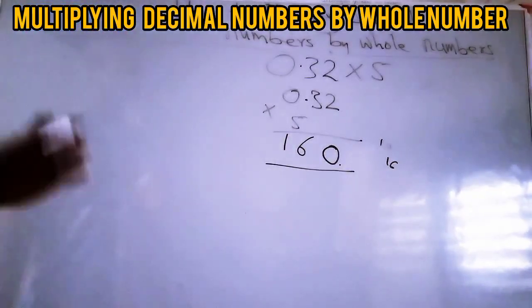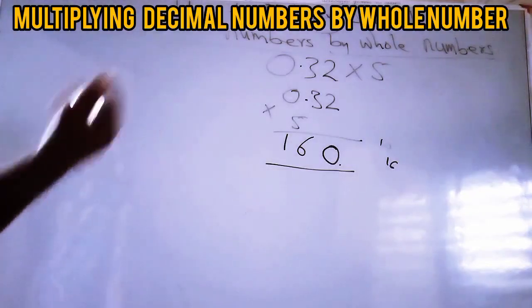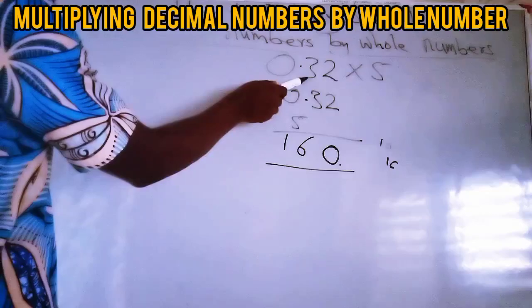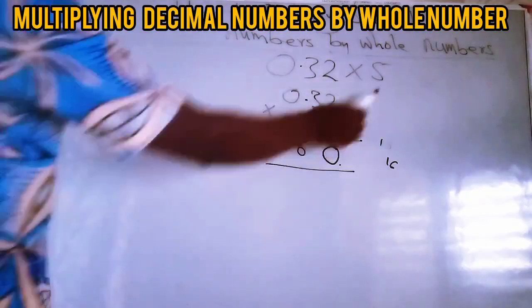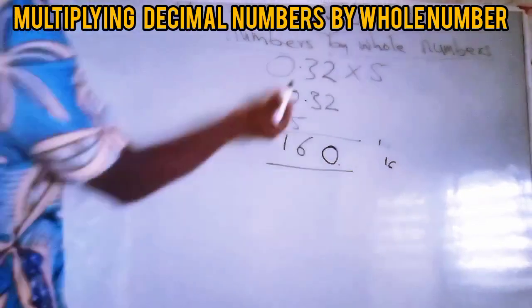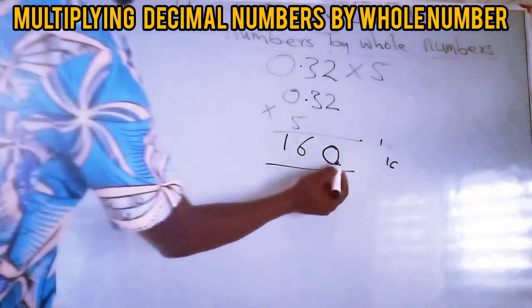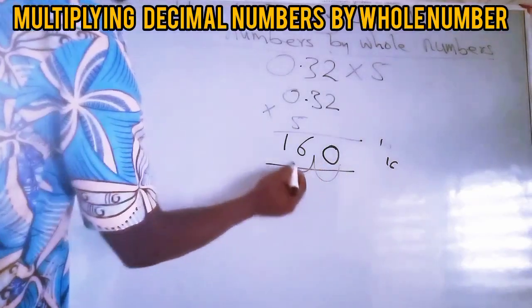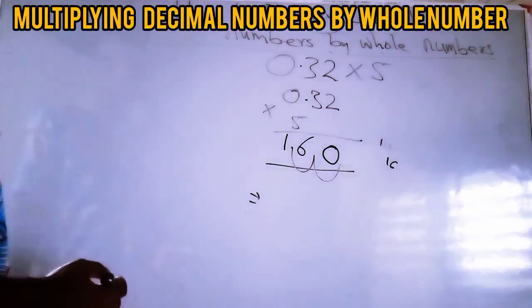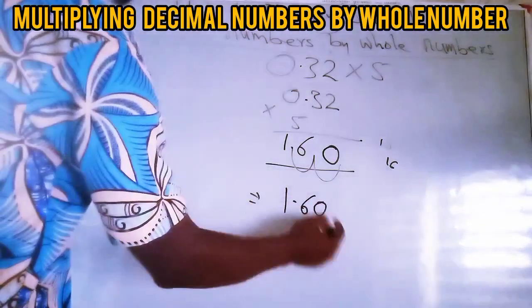You then count the decimal places in the question. How many decimal places do we have in this question? We have 2 decimal places. This is the first decimal place and the second decimal place. This one does not have decimal places. So we are going to move the point 2 times, based on the number of decimal places we have in the question. So you will be here and you move 1, 2. Therefore, 0.32 times 5 will give us 1.60.